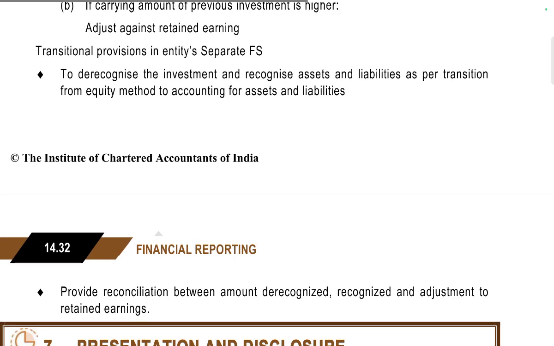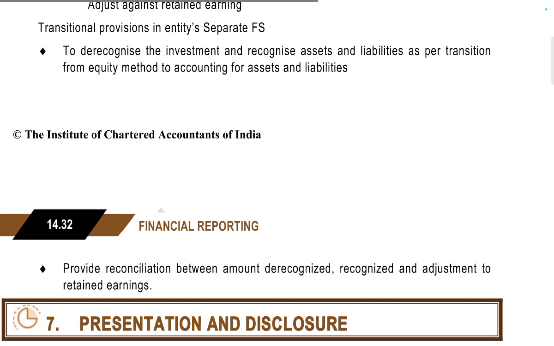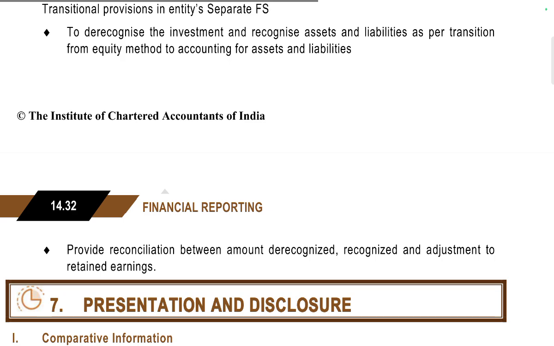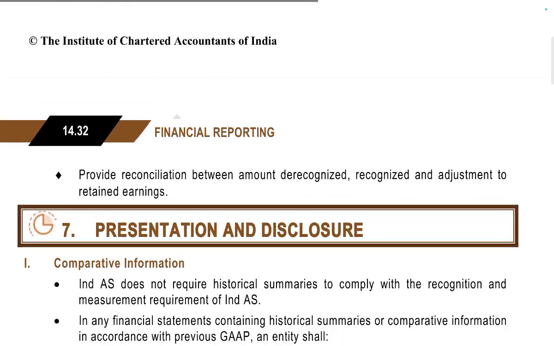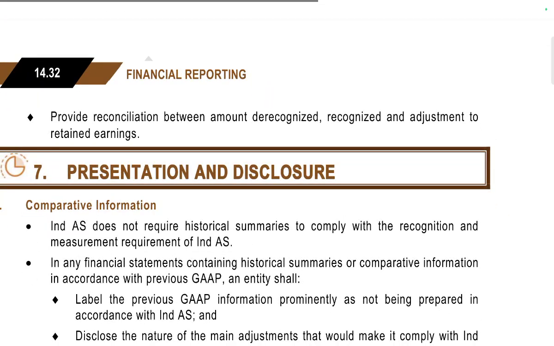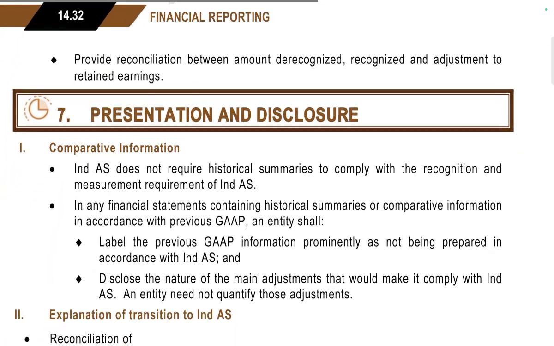Transition provisions of the separate financial statements. The recognition of investment and recognition of assets and liabilities as per the transition from the equity method to the accounting of assets and liabilities. Provide a reconciliation between the amounts in recognition, with the reconciliation as an adjustment to retained earnings.